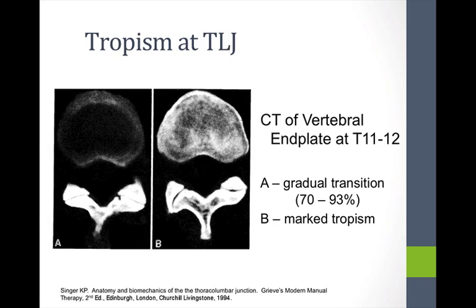In this slide, we can see a horizontal plane CT slice through the superior end plate at the T11, T12 in 2 individuals. The gradual transition pattern is depicted in A, and marked articular tropism between the right and the left articular planes is seen in figure B.